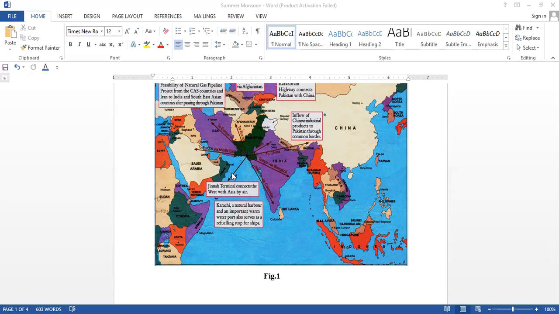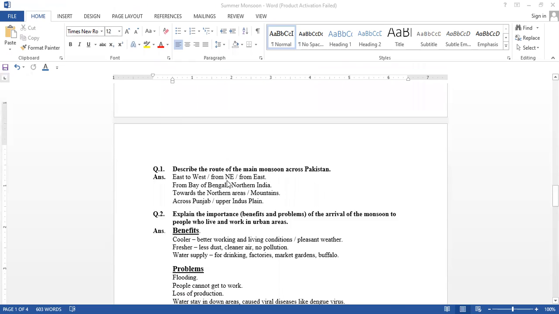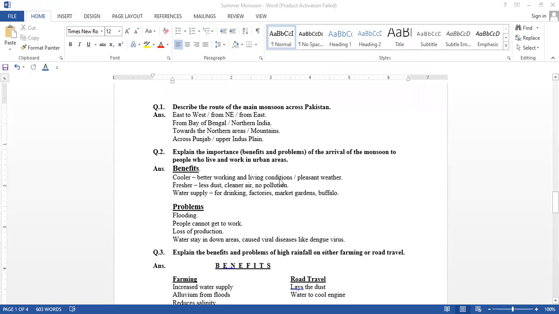This is called direction. And according to the secondary monsoon system, what's the direction? That is from the Arabian Sea and then it moves towards the southwest side. So it's a direction.